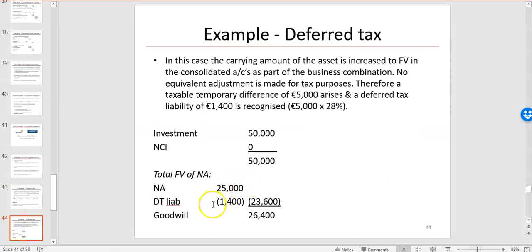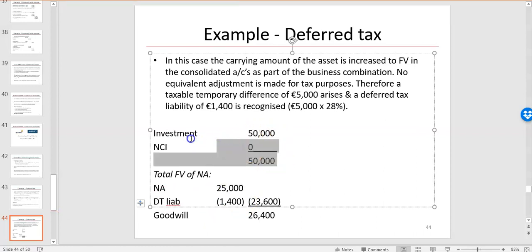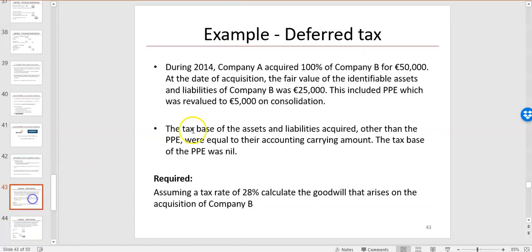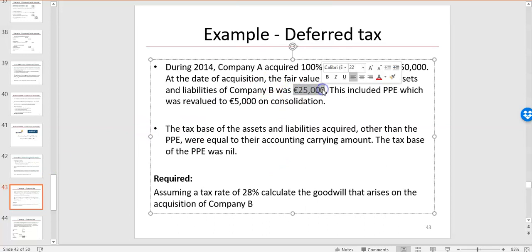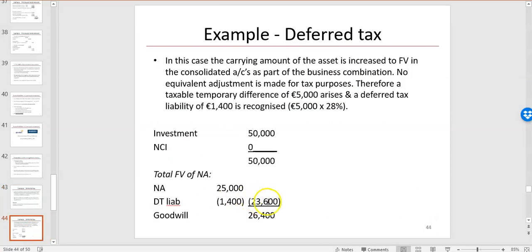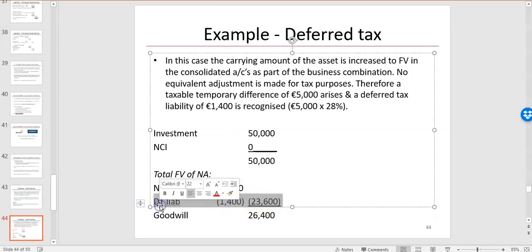So you actually include that when you're calculating the net assets. You've paid 50,000 for net assets that you thought were worth 25. However, as part of those net assets, you're also inheriting a deferred tax liability. Because remember, when you buy the company, you inherit the deferred tax liability as well. So all you do is you put it into the goodwill calculation as a liability, and it sits as a liability in the group accounts. Nothing more complicated than that.